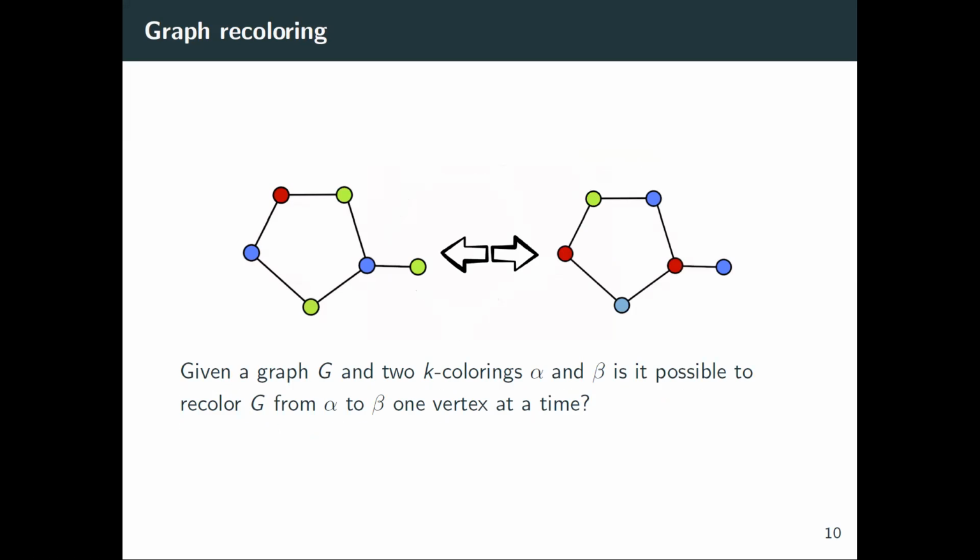Same idea, again, leads us to this notion of the reconfiguration space, where we are looking at the k-colorings of the graph and how they are connected under this adjacency relation that we define, which is a single vertex recoloring.